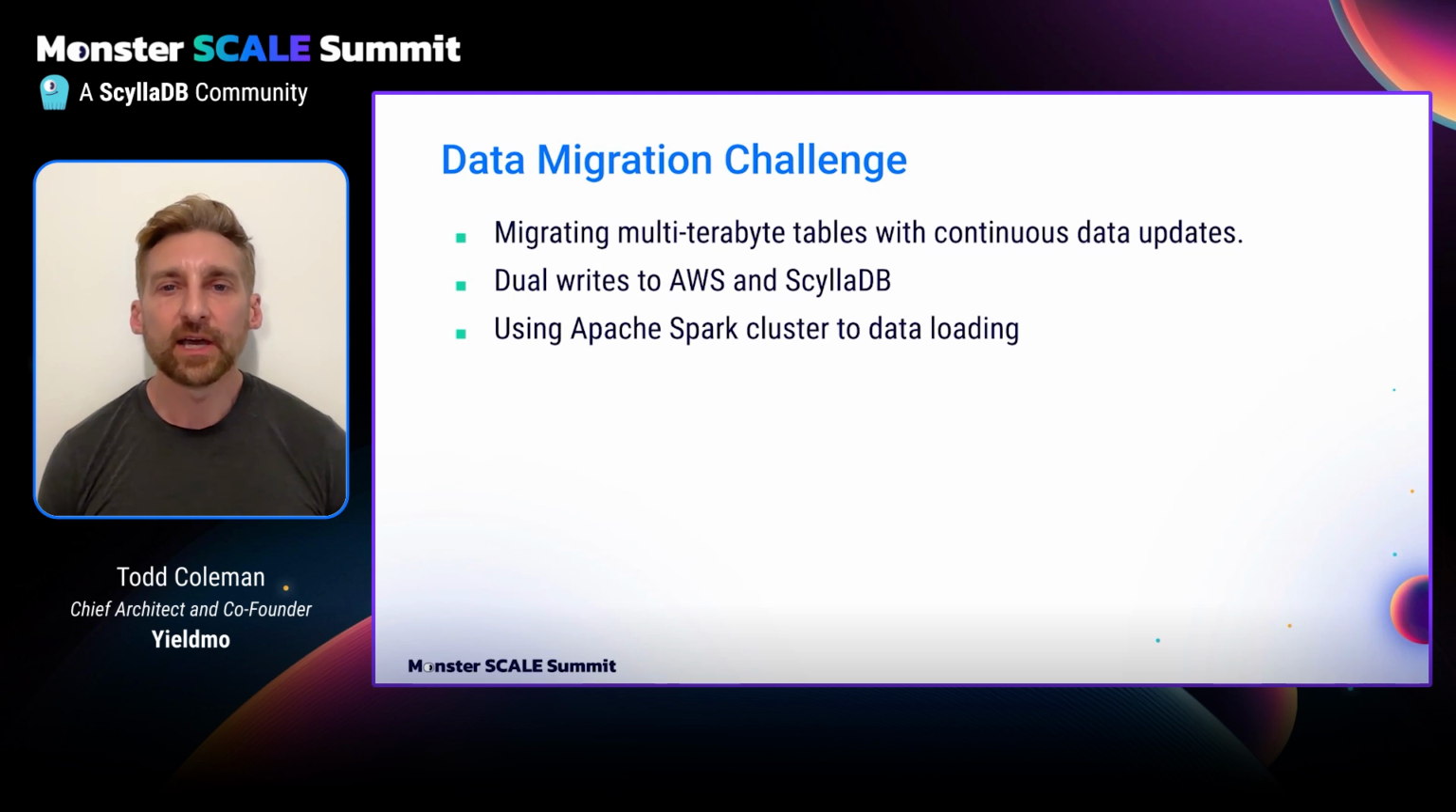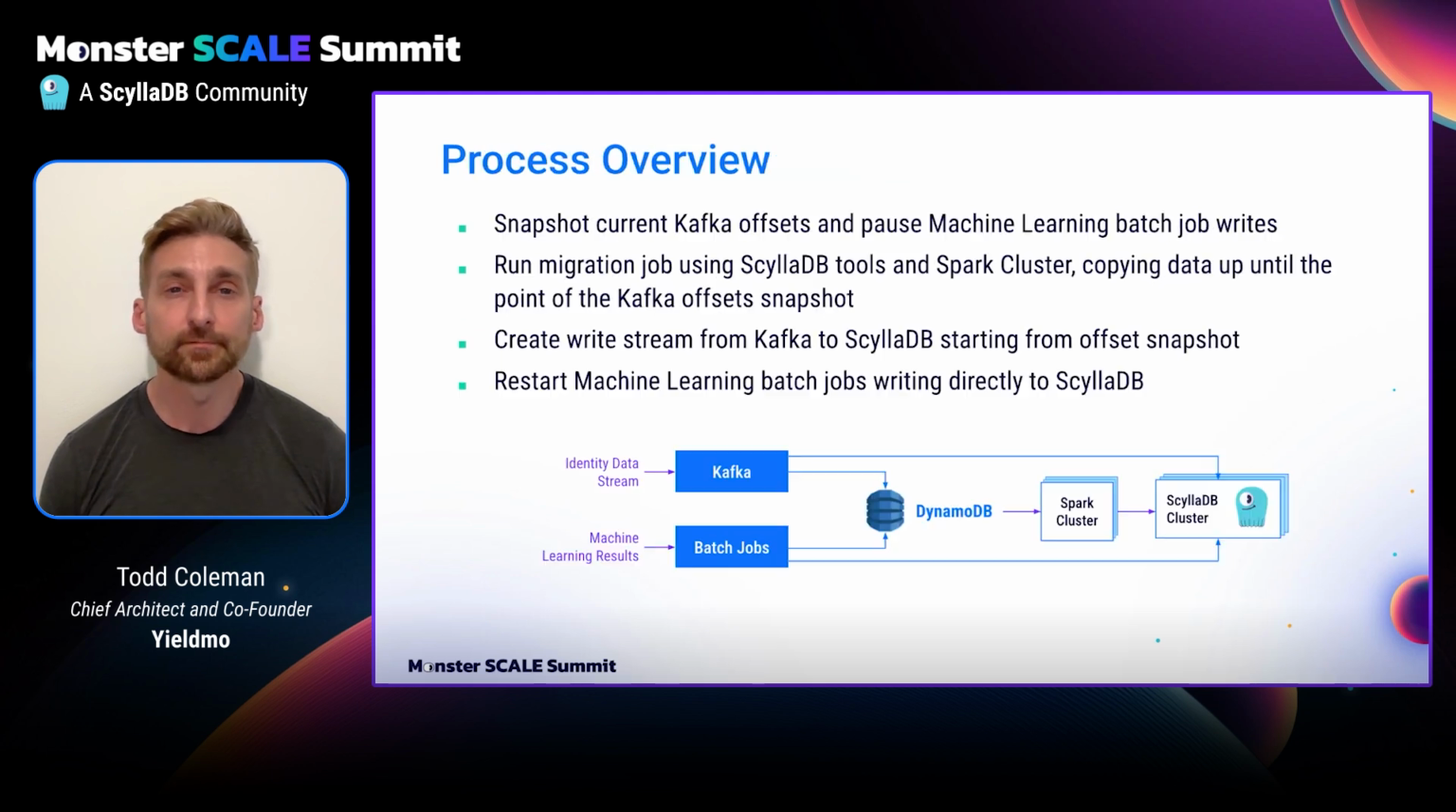We needed a way to migrate multiple terabytes of data while ensuring real-time updates remained in sync between DynamoDB and ScyllaDB. Without identical data in both databases, our performance comparisons wouldn't be valid. To migrate the existing data, Scylla provided a specialized migration tool that used a Spark cluster running in a VPC. The migration would take several hours due to the data volume, which led to a challenge handling ongoing writes.